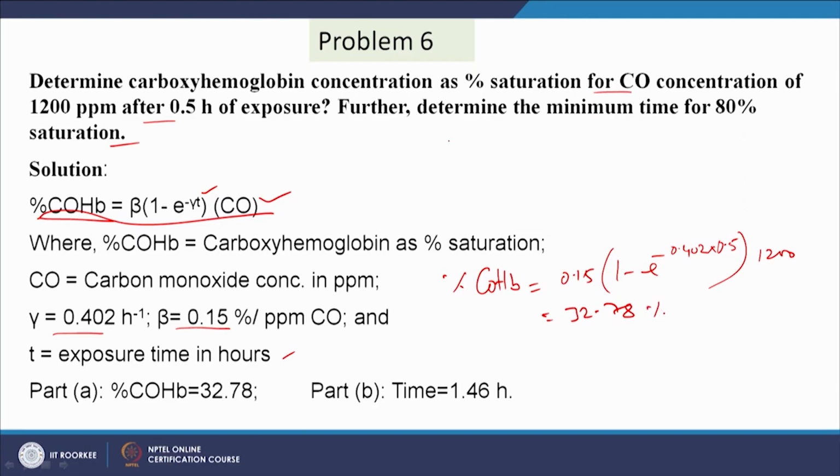Now, further, determine the minimum time for 80% saturation. For part B, the left hand side is 80%, and this equals 0.15 into 1 minus e to the power minus 0.402 into t, into 1200. This t value will come from that expression, and by solving we get t equal to 1.46 hour.